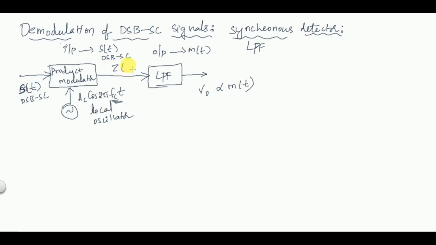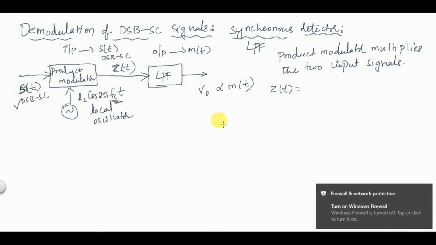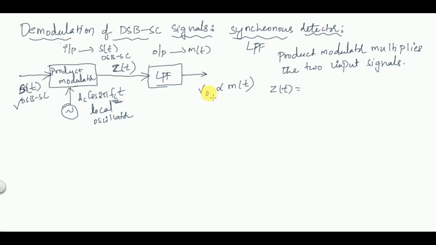So let the intermediate output of this product modulator be Z of t. The product modulator just multiplies the two input signals. So when it multiplies the two input signals, what is the output Z of t? One input is S of t of DSB SC and the other input is Ac cos 2 pi fc t.